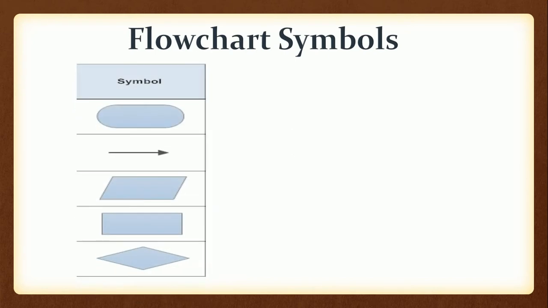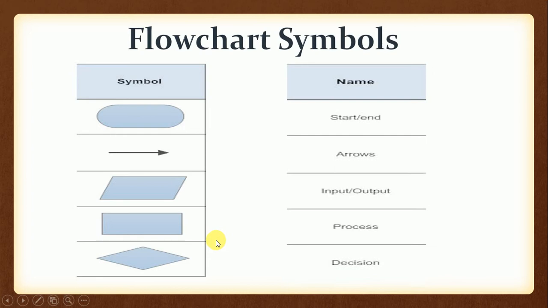These are some of the symbols which we use in our flowcharts. The first one is the start stop symbol, the second one is the connector, the third one is the input output box, the fourth one is the processing box, and the fifth one is the decision symbol. Let us revise them once again.